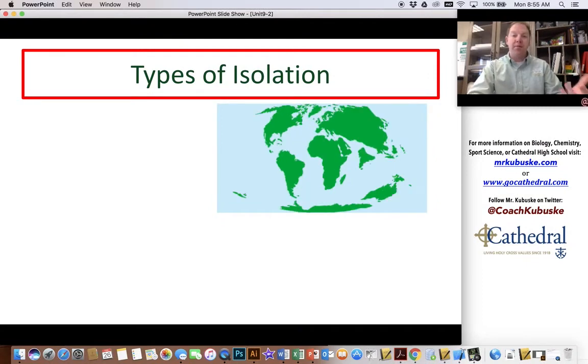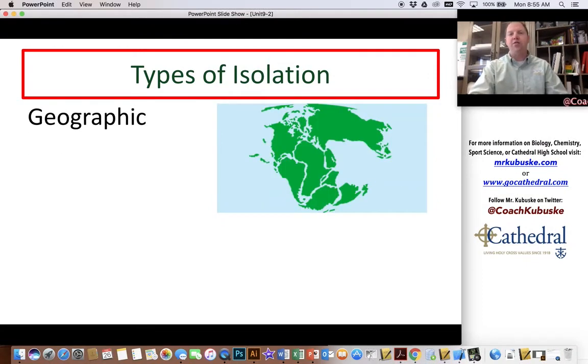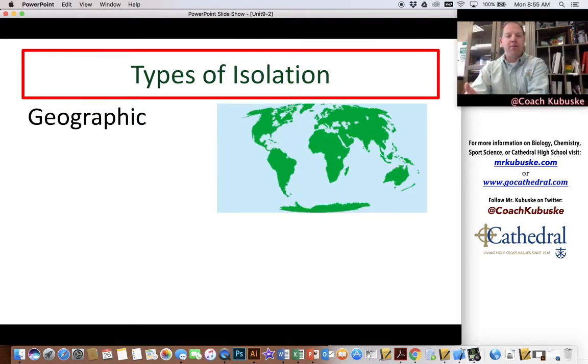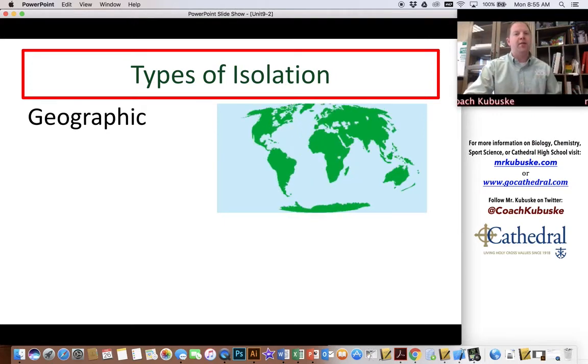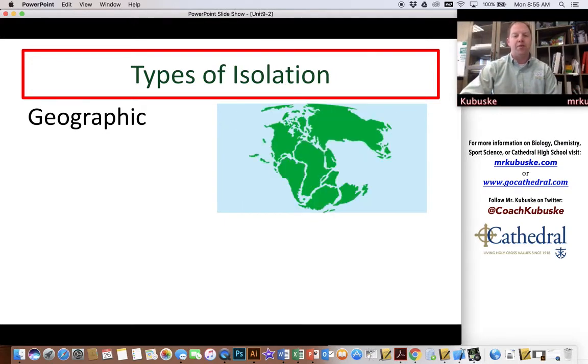Now, there's different types of isolation. The easiest one to identify is geographic. In other words, there becomes a physical geographic barrier between you and the rest of your population. A good example is when Pangea broke up, you know what I mean? Like we were all able to move around in this one landmass, but now it breaks apart and there's a big ocean between us. So obviously we have 2 different populations that occur on either side of that.